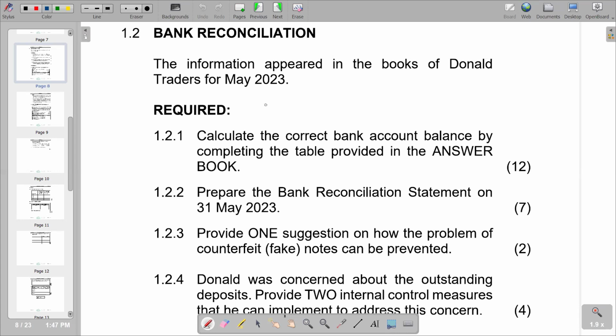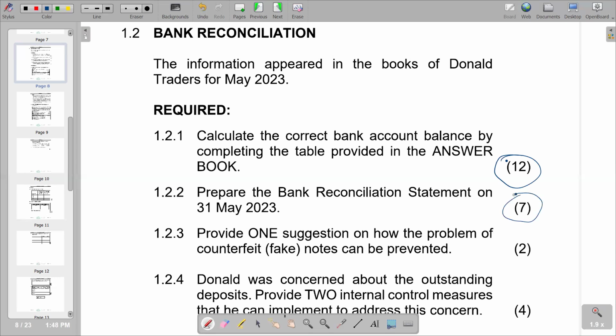In terms of our question, it reads that the information appeared in the books of Donald Traders for May 2023. On the required part, first part, calculate the correct bank account balance by completing the table provided in the answer book. That part has 12 marks. Then the second part is to prepare the bank reconciliation statement on 31 May 2023, with 7 marks.